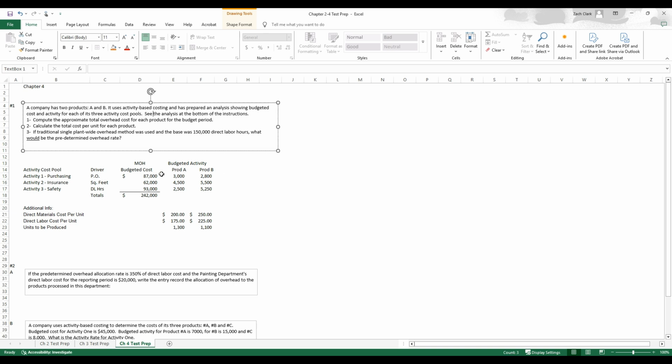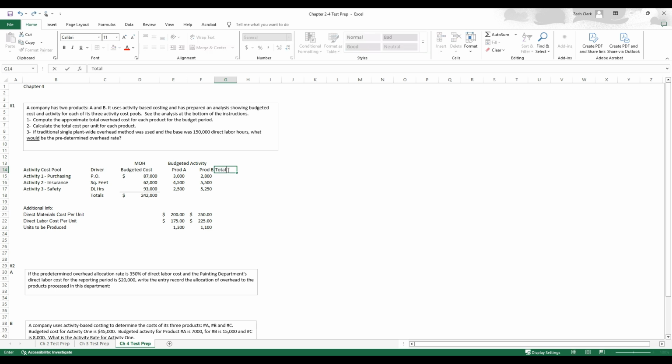Okay, so step 1, we've got our 3 cost pools. You can see the drivers here, POs, square footage, and direct labor hours. And we have estimated total costs for the different pools. And let's see some additional information. So direct materials cost per unit of the 2 products, labor, and then it tells us how many units are going to be produced. So let's begin by totaling up the activity totals here essentially.